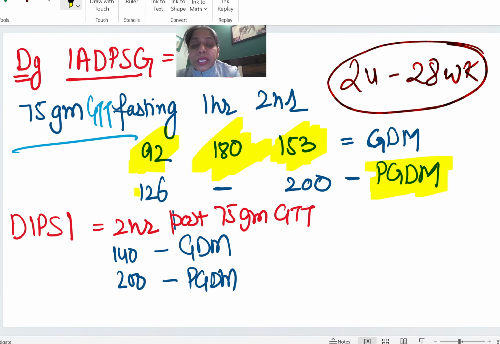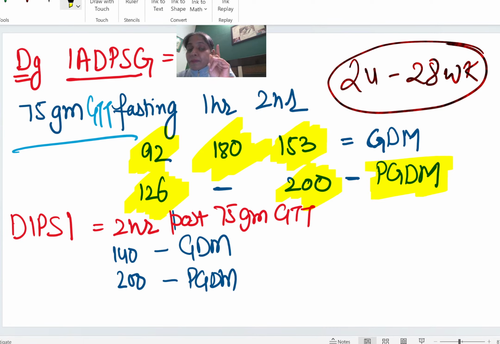Now, what is the cutoff value to say pre-gestational diabetes mellitus? The fasting value is 126 and the 2 hour value is 200. 92 or more than 92 diagnoses gestational diabetes mellitus. To diagnose pre-gestational diabetes mellitus, the cutoff value is 126 fasting and 200 at 2 hours.